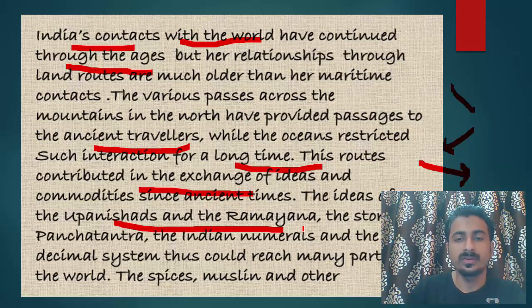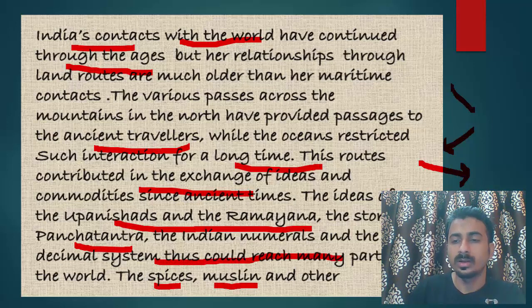And then Upanishads, Ramayana, Panchtantra, all they are talking about. See, I told you about spice. Then muslin is a cloth. It's a very soft cloth. You must have heard of malmal ka kapda.